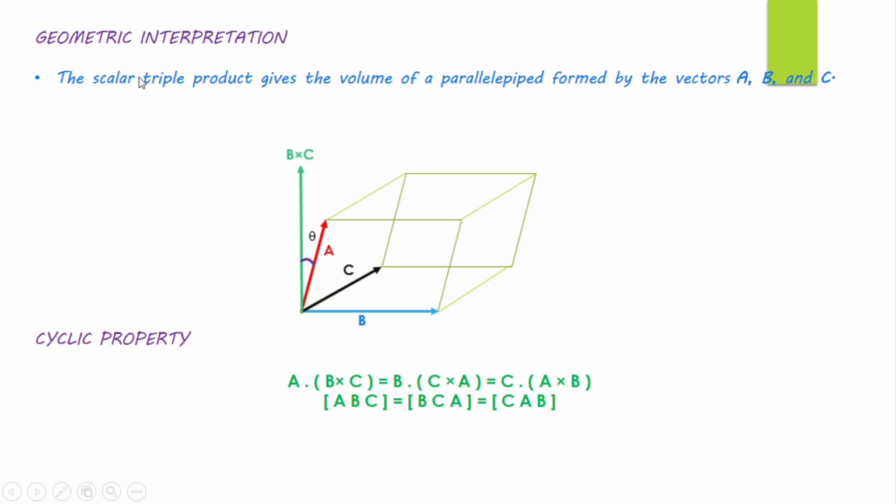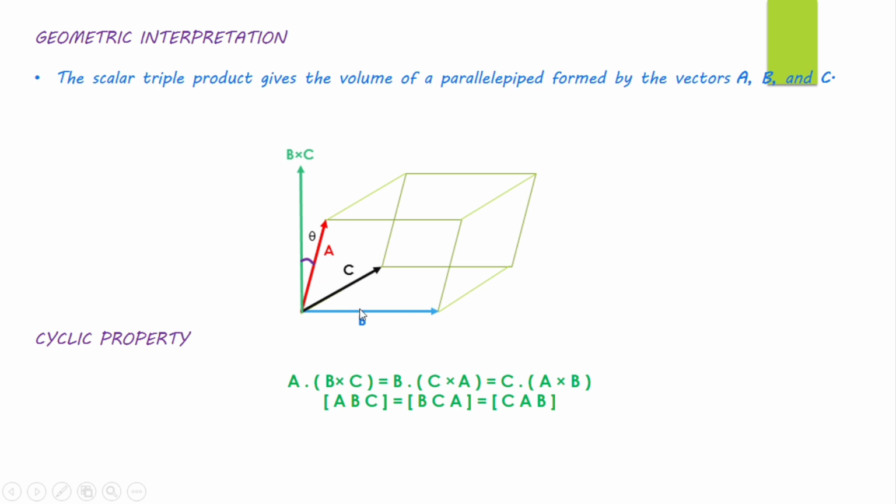Geometric interpretation. The scalar triple product gives the volume of a parallelepiped formed by the vectors A, B and C. This is the image of the parallelepiped. It contains vectors A, B and C. Now, how to calculate the volume of an object? The volume of an object is always equal to its base area times height.